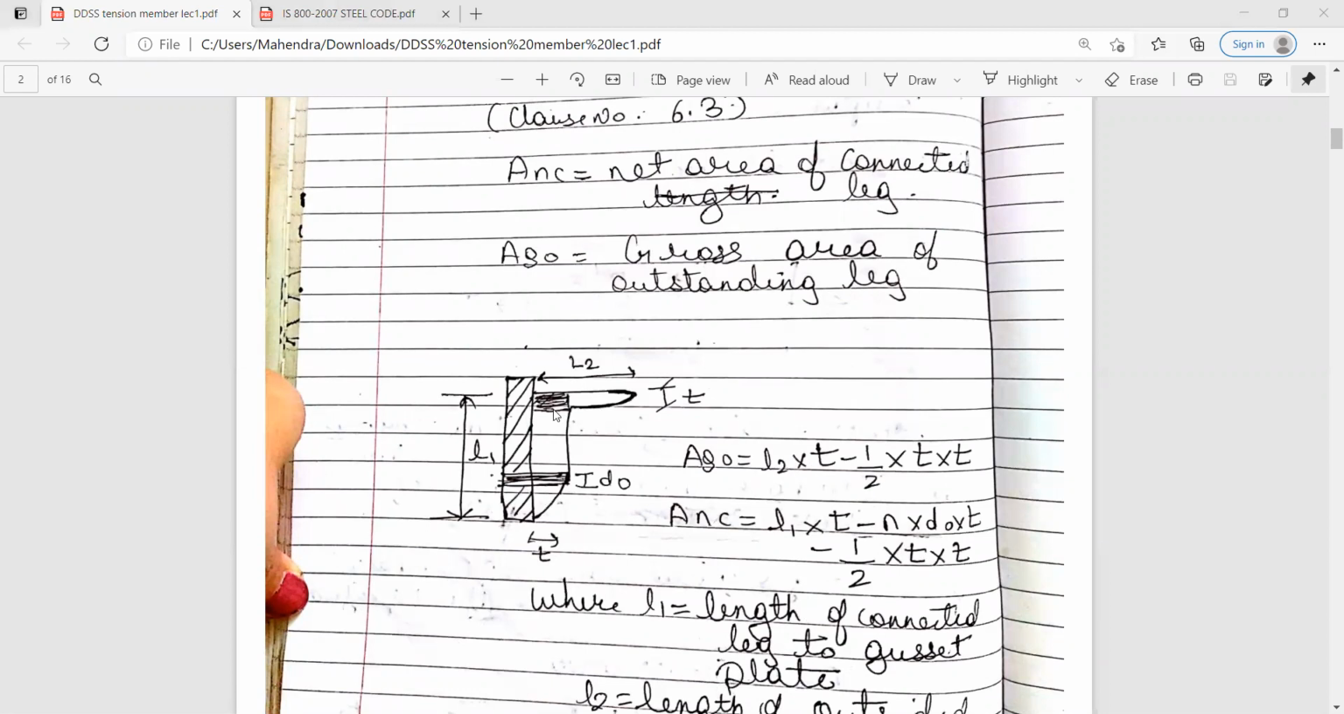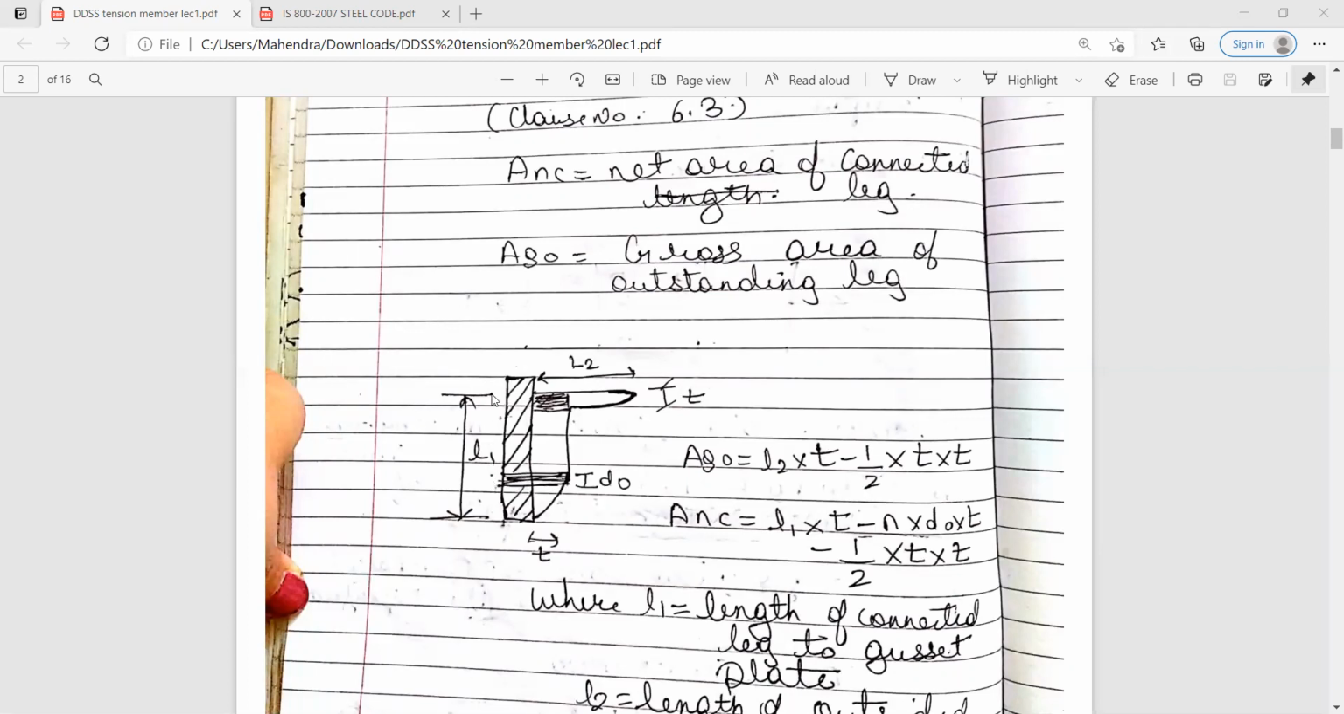Then as you can see over here, one angle section is shown to you. It is connected by a gusset plate. This plate here is nothing but the gusset plate, and an angle section is provided. So the angle section is connected with the gusset plate.